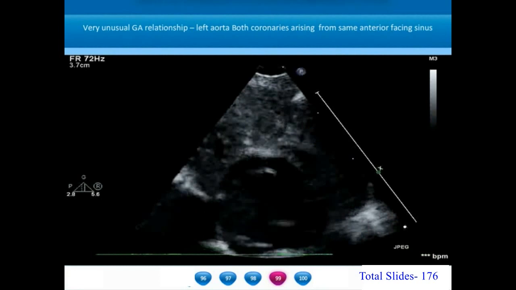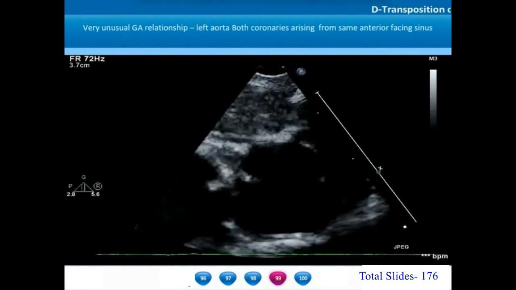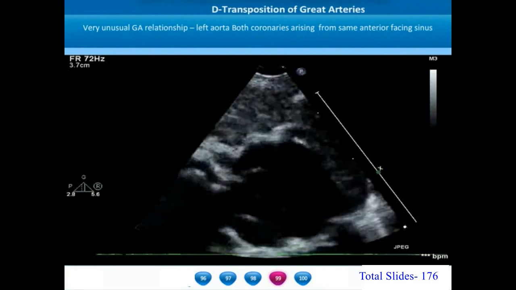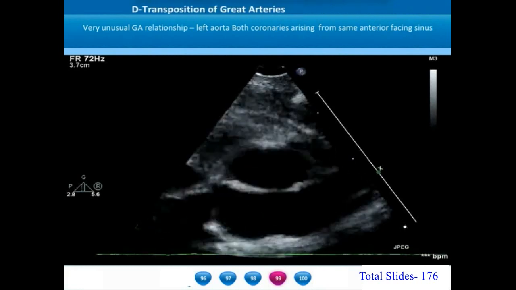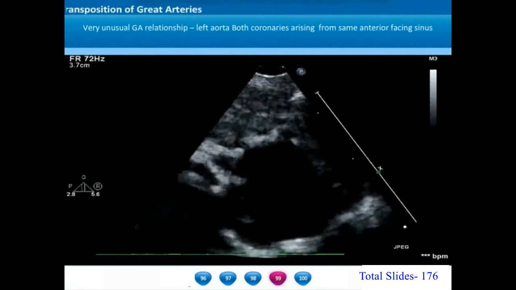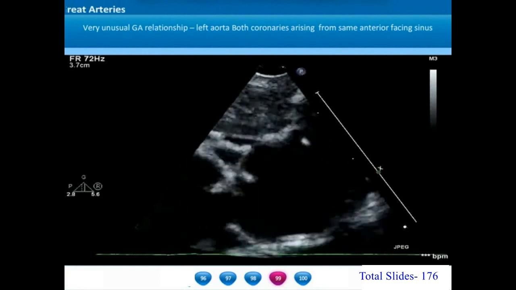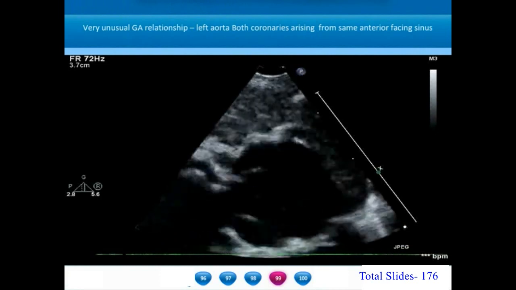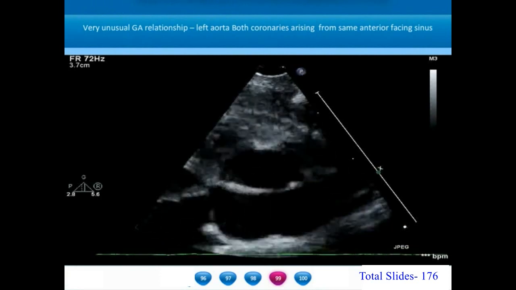We can also notice that the anterior facing sinus is giving off both the left coronary artery and the right coronary artery. Both the coronaries arise as two separate vessels from the same anterior facing sinus. The posterior facing sinus does not give off any blood vessel at all.